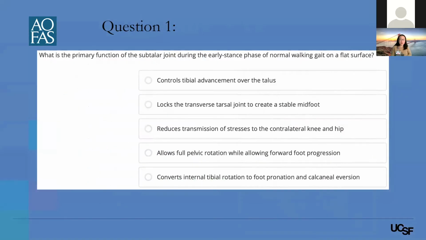Okay, so this takes us to our first question. Who would like to do this question?